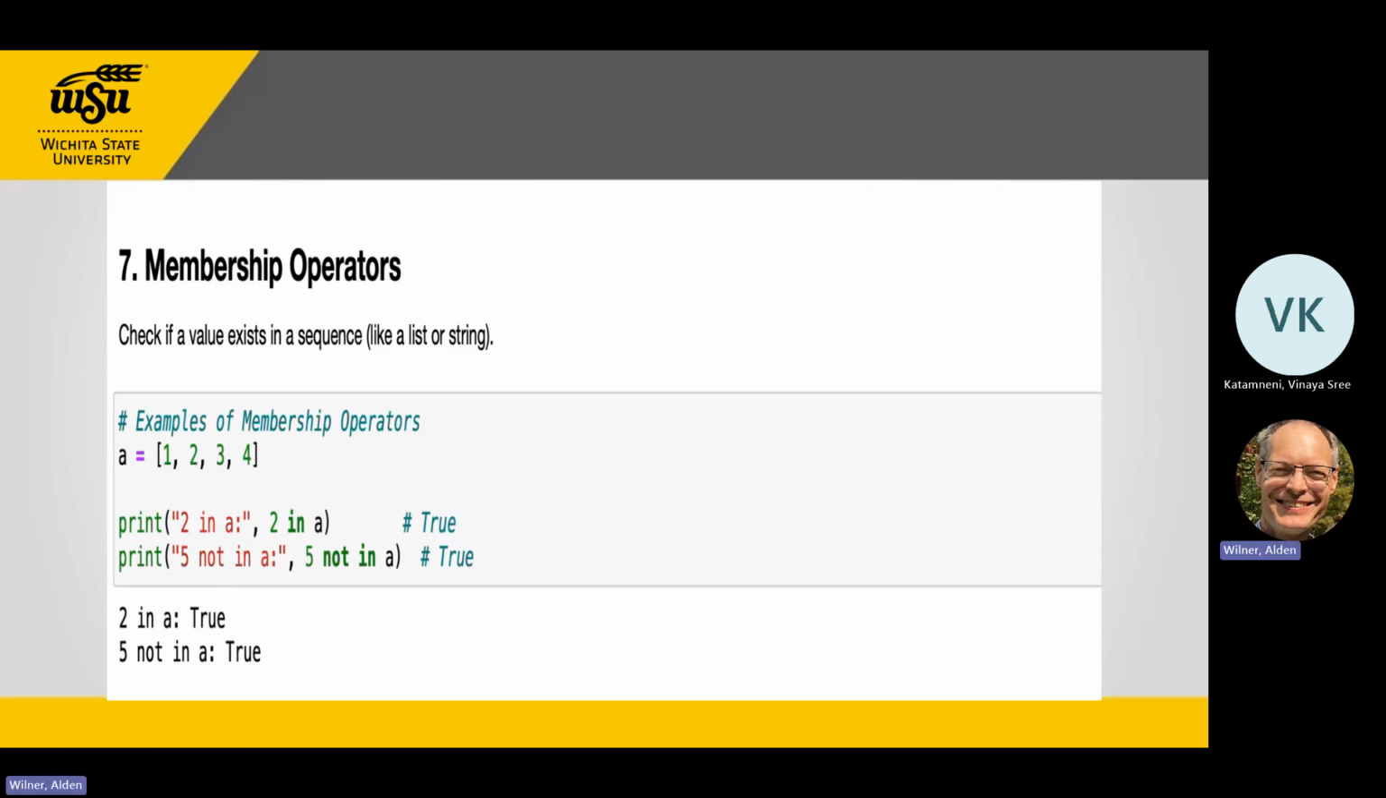Membership is something in the string. Is 2 in A? Yes. Is 5 in A? No. So if I say 5 not in A, I'll get it true.